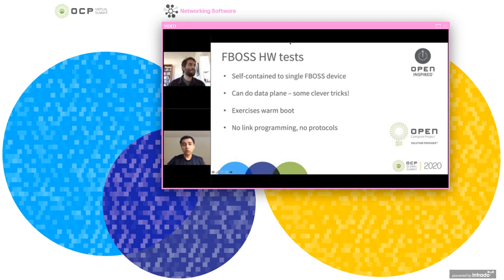Link programming and protocols are not tested as part of this stack because we have separate tests for link programming, and they require somewhat more complicated setup. And protocols are tested heavily via unit tests and via emulation. So we use containers to test those, and the ASIC does not necessarily need to be involved in this.